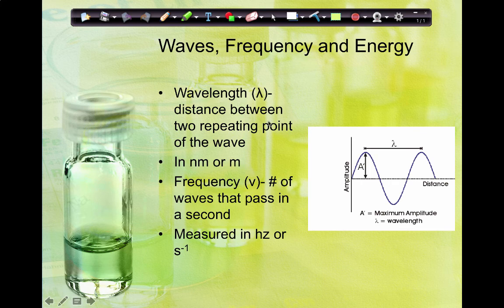So when we're looking at the wavelength, that's just going to be the distance of the wave. So from crest to crest, you could also measure it from here to here. And the wavelength is going to be measured in nanometers usually when we're talking about visible light or IR or UV, but it can also be measured in meters or any really length.